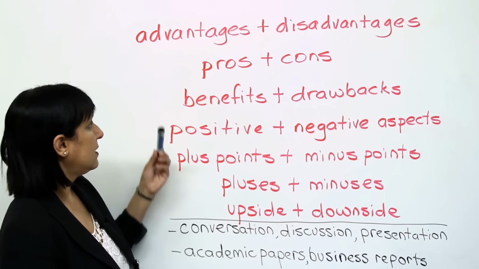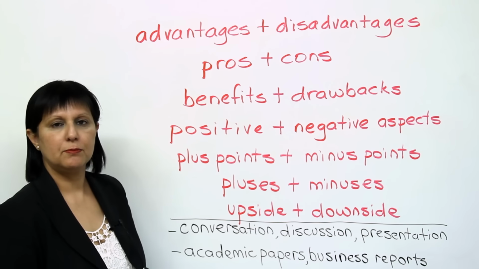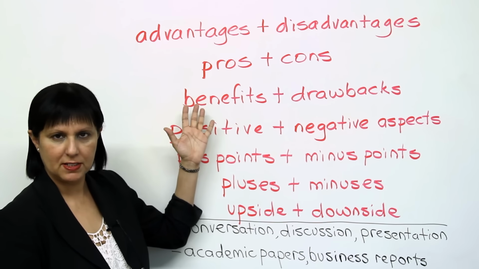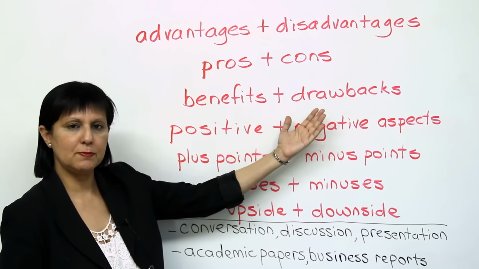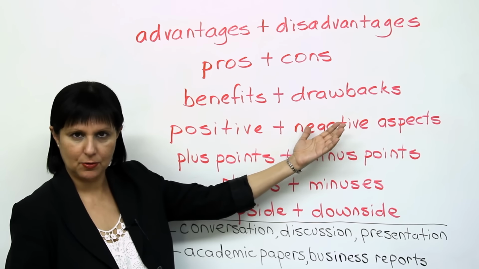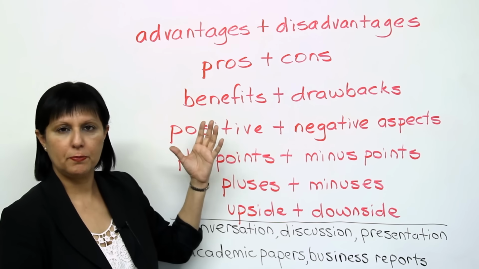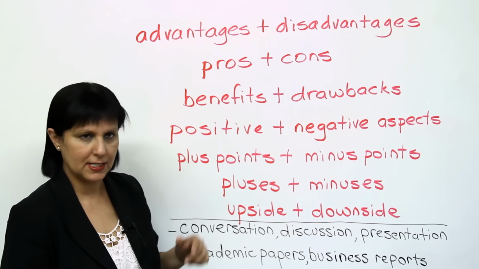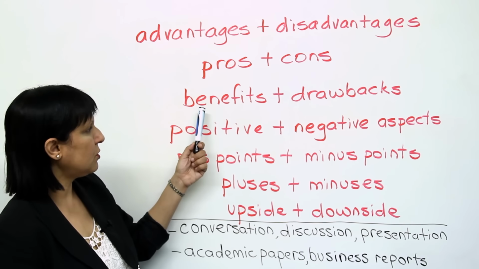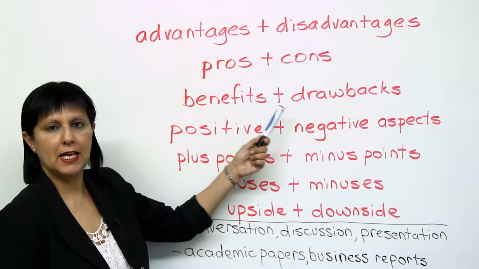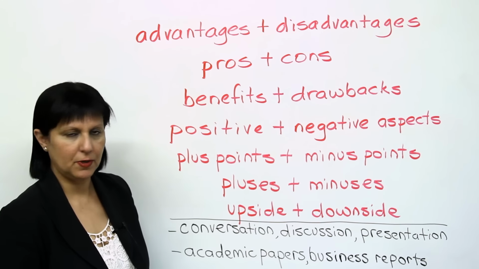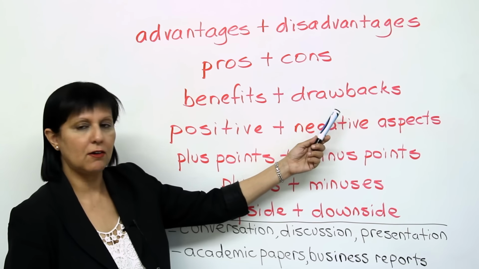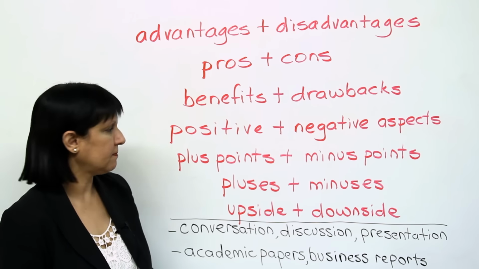You can also say pros and cons. So pros means the positive aspects and cons means the negative aspects, okay, of any topic or problem or policy or issue that you're discussing. We can also use the term benefits and drawbacks, okay? Again, benefits are the positive, drawbacks are the negative.